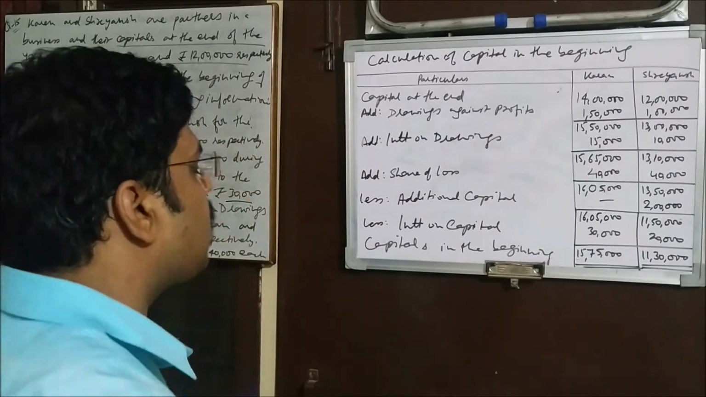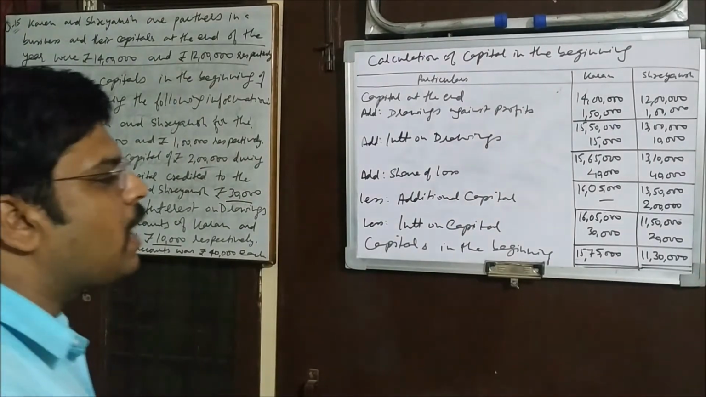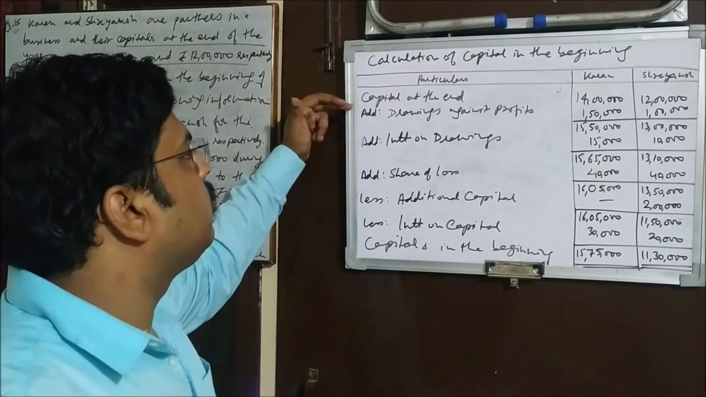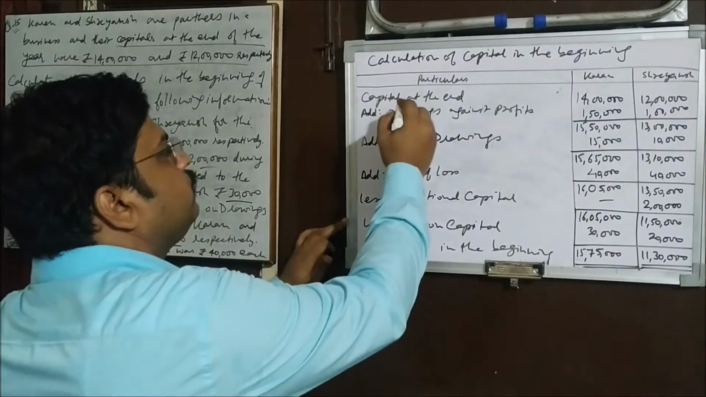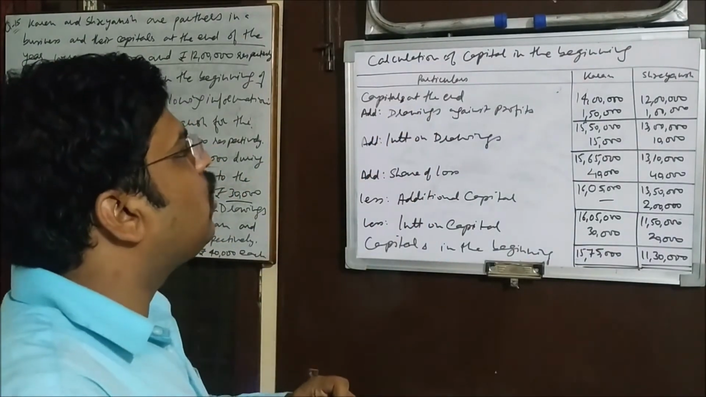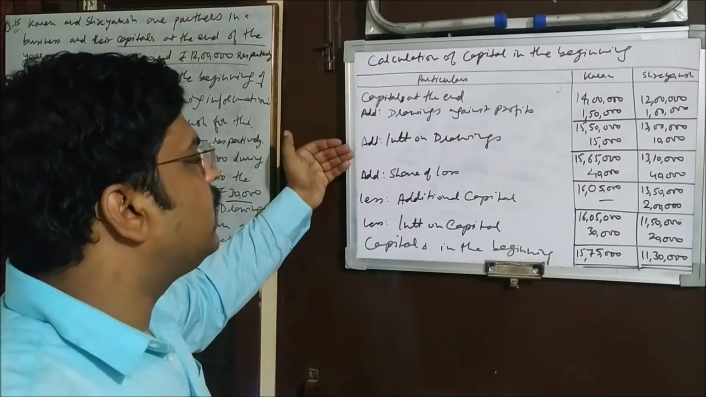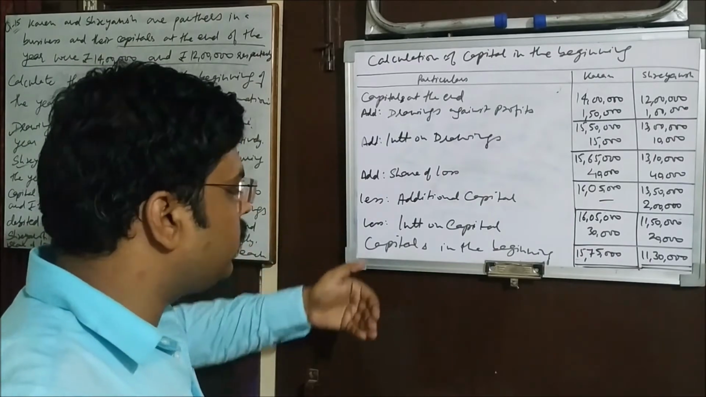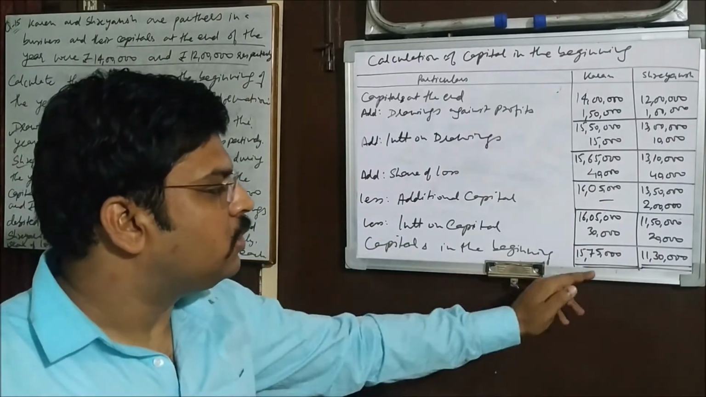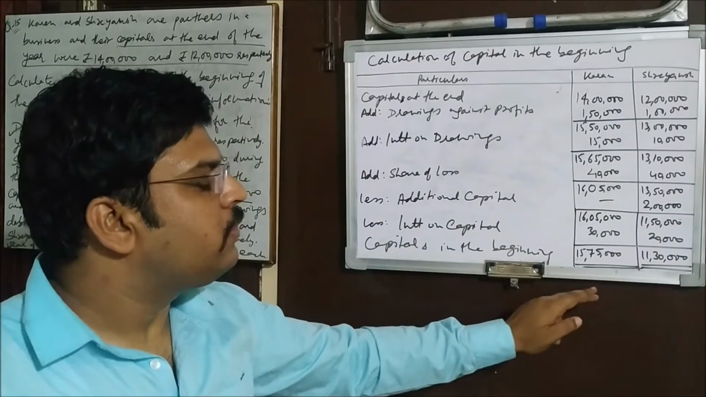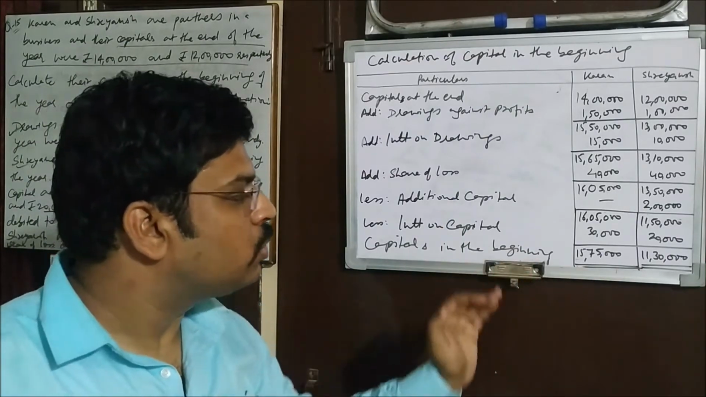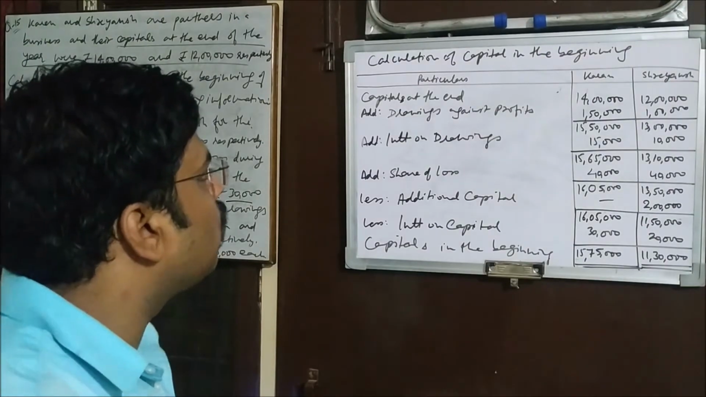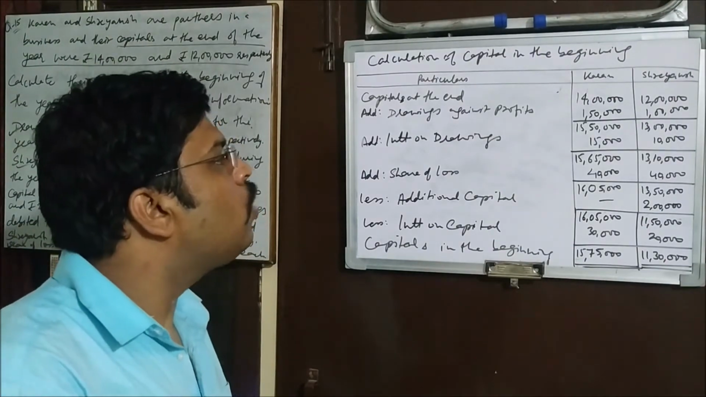Alright, so the question asked only for the calculation of opening capital and we have calculated that. How we have calculated? See, we took capitals at the end and whatever we had already deducted we are adding here, and whatever we added earlier we are deducting. So we are going in the opposite way. That's why we could reach up to 15,75,000 and 11,30,000. That was the opening capital in this year for these. Alright, so now this is all for this question. Let's move on to another question.